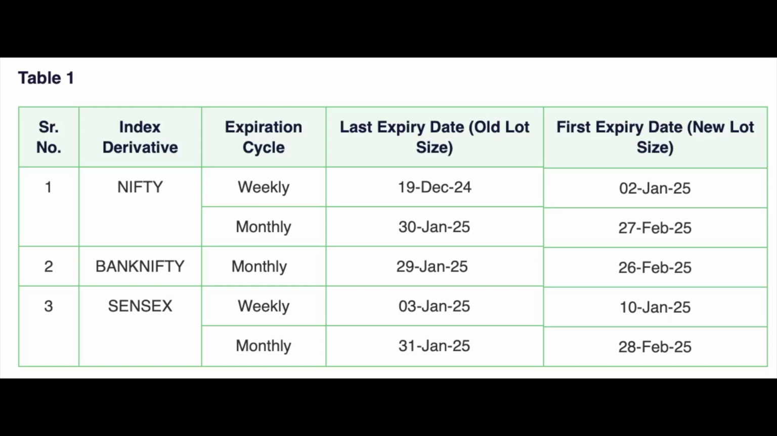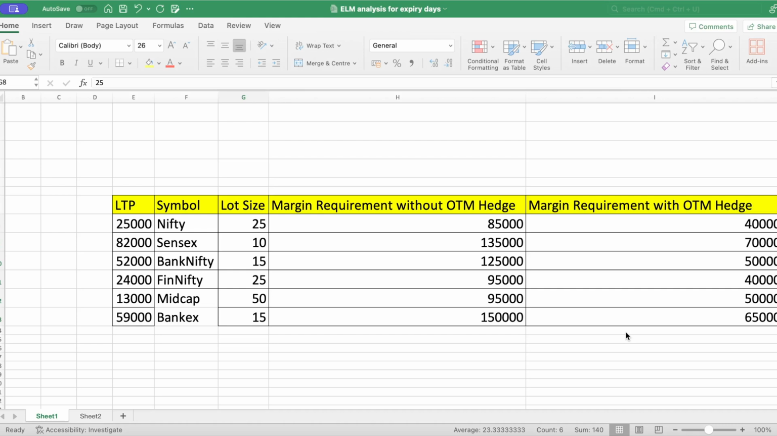First, let's focus on Nifty, Bank Nifty and Sensex. With respect to Nifty weekly options, 19th December will be the last date for the current Nifty lot size. The new lot size will be from 2nd Jan 2025. For Sensex weekly, Jan 3rd 2025 will be the last expiry with the old lot size, and from 10th Jan onwards the new lot size will be applicable. So we don't need to be worried about the new lot size for now.